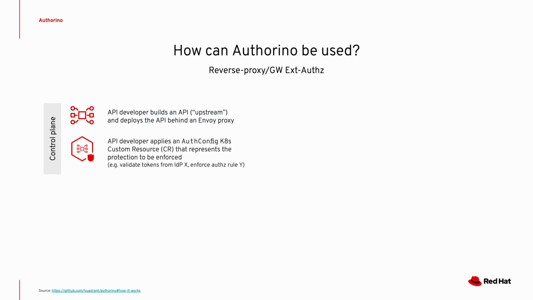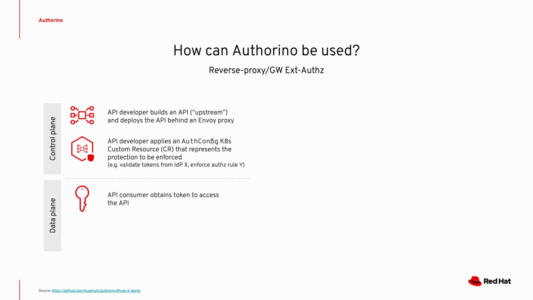Then the developer writes an Authorino AuthConfig Kubernetes custom resource, which states the recipe of auth rules and policies to enforce for each authorization request. Like, for example, validate tokens issued by identity provider X, enforce authorization rule Y, and etc.